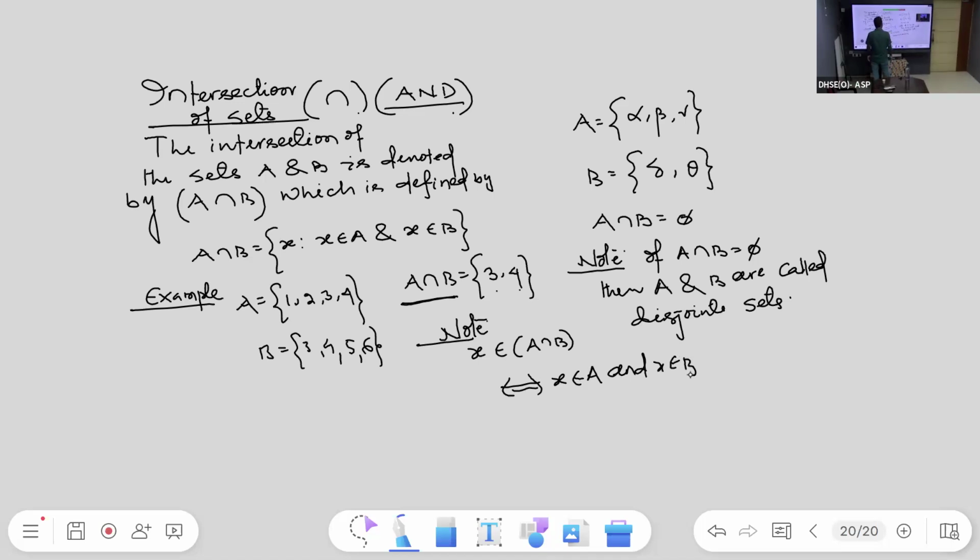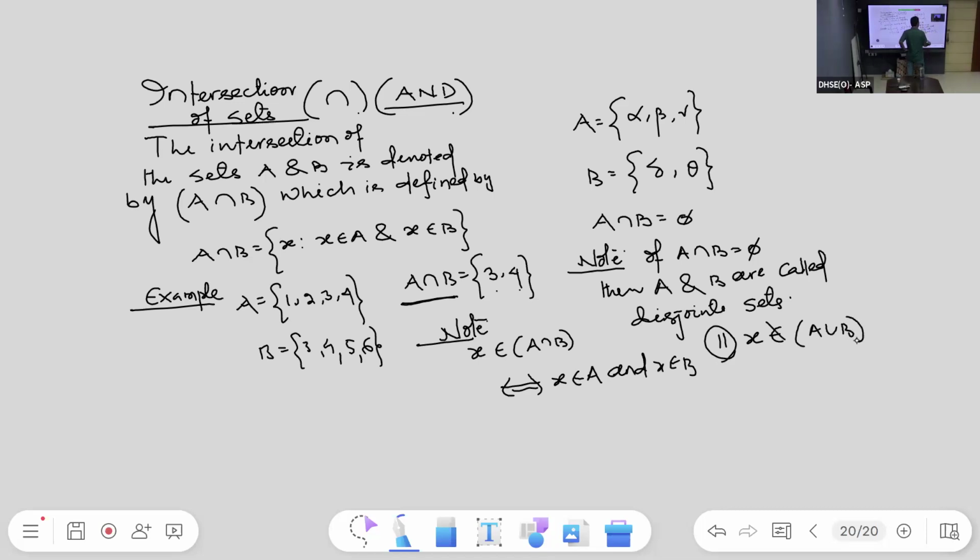Okay. Here one doesn't belong to A intersection B. That means either one doesn't belong to A or one doesn't belong to B. So the second point: X doesn't belong to A intersection B implies that either it is not an element of set A or not an element of set B. So this implies X doesn't belong to A or X doesn't belong to B. Right?